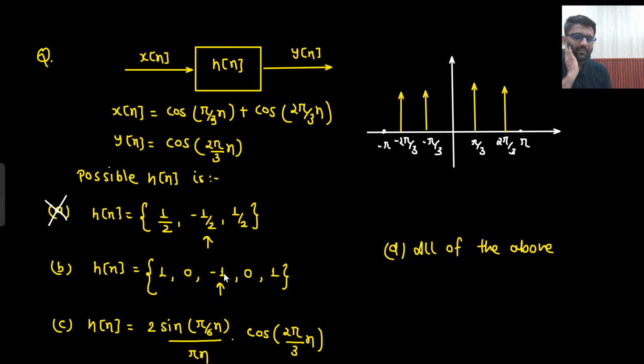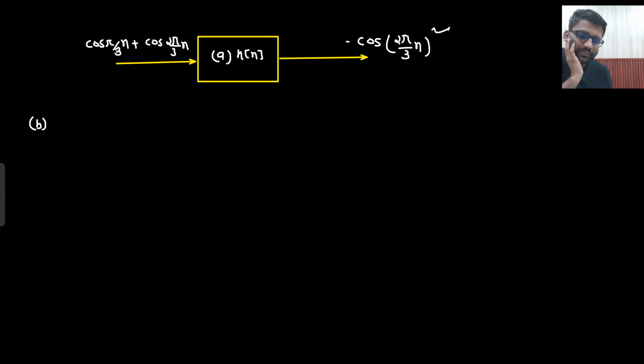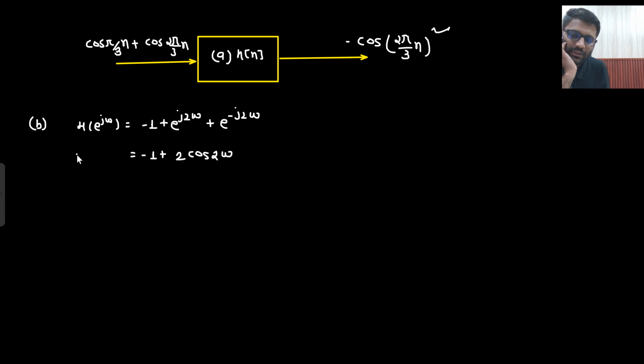What about the next one? Minus 1 is there, so directly I am writing down H of z. This would be n equals 0, this would be n equals 2, and this would be n equals minus 2. So what will be your H of e to the power j omega? Minus 1 plus e to the power j2 omega plus e to the power minus j2 omega. So what you are getting? Minus 1 plus 2 cos 2 omega, because multiplied by 2 divided by 2. So this is your H of e to the power j omega.